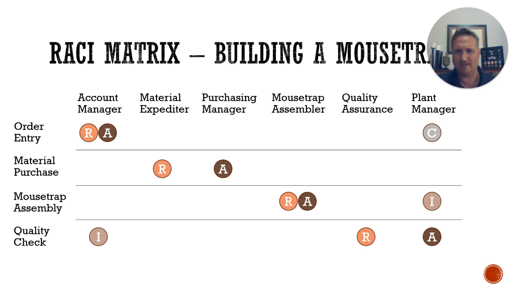The last step is a quality check. The QA department would be responsible for this. Plant manager is actually accountable because the plant manager is running the facility. They need to make sure that all of the products leaving it pass the quality check. So even though they're not actually performing the work, they still bear the ultimate accountability for making sure that the quality standards are met. And the account manager would be informed of the quality check just so they know that everything is good and they can tell their customer to expect the shipment.